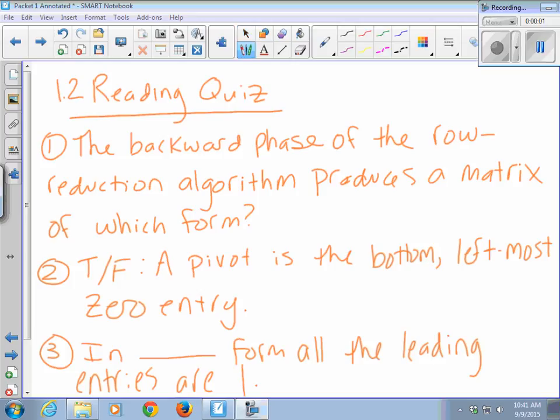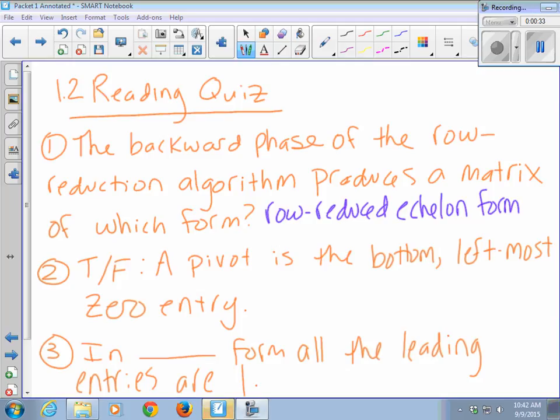The backward phase of the row reduction algorithm produces a matrix in what form? Row reduced echelon form or reduced echelon form? If you wrote row reduced or just reduced echelon form, they're both acceptable. Echelon form by itself is not.